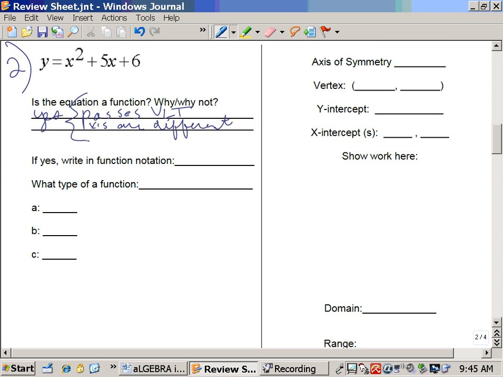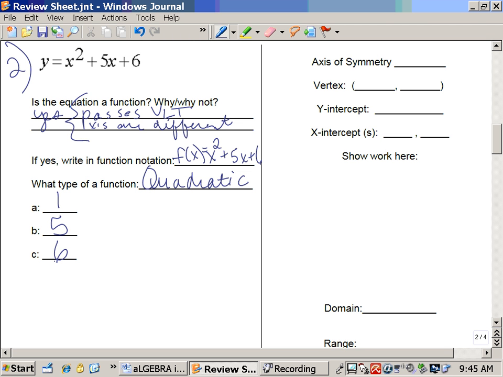Can you write it in function notation? Why, sure. That's really easy. Thank you. F of x equals x squared plus 5x plus 6. What type of function? Quadratic. I better get all that part right. What does A equal? 1. Don't say x squared, just put 1. B is 5 and C is 6.